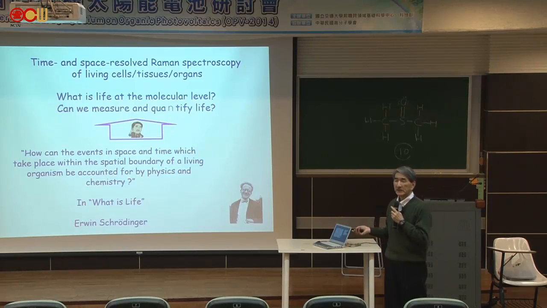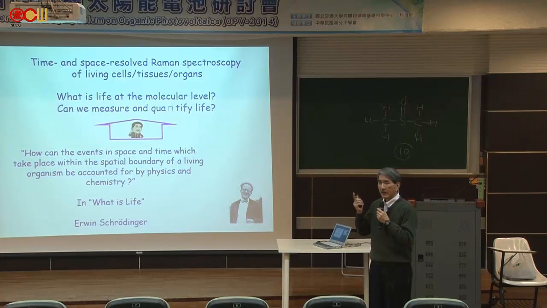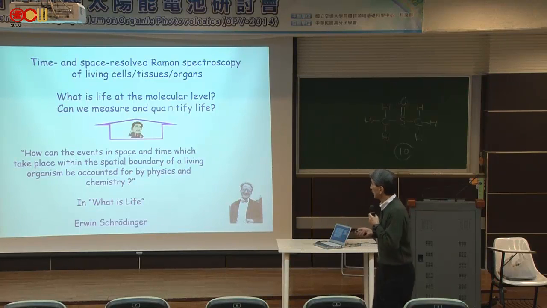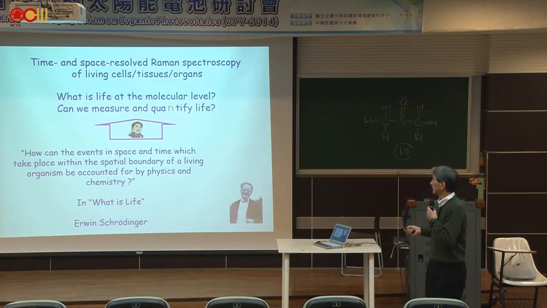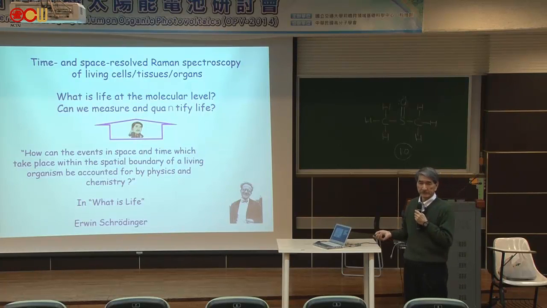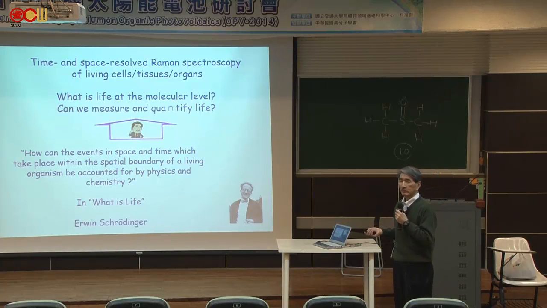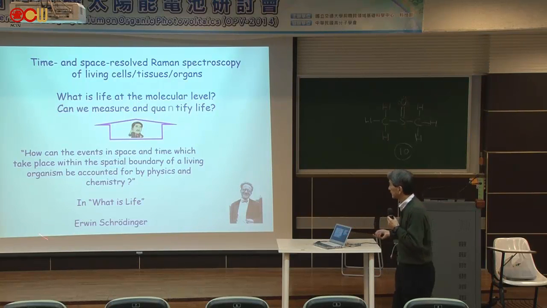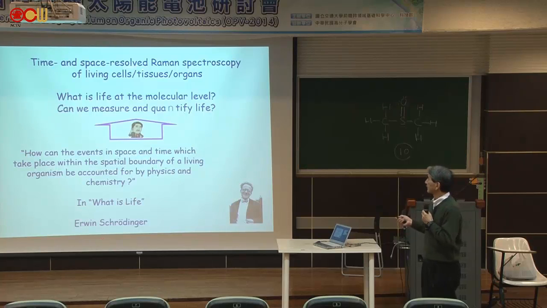So he said that for a thorough, deep understanding of life, we need physics and chemistry, and the information should be space and time resolved. So what can we do with time and space resolved measurement and physics and chemistry? My answer is to do time resolved Raman spectroscopy, space and time resolved Raman spectroscopy of living cells.